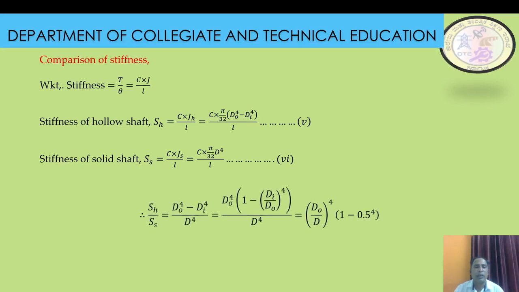So therefore, stiffness of the hollow shaft divided by stiffness of the solid shaft is, since C is the same, that is the material is the same, the modulus of rigidity remains the same for both shafts, and the length is the same. After simplification, we get do raised to 4 minus di raised to 4 divided by d raised to 4. So after simplification, we get 1 minus do by d to the power of 4, that is 1 minus 0.5 to the power of 4. So SH by SS is equal to 1 minus 0.0625, that is equal to 0.9375.